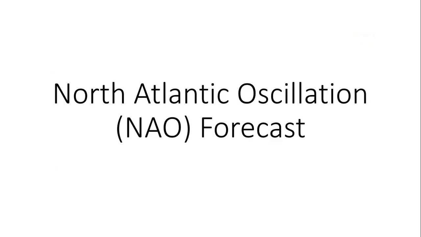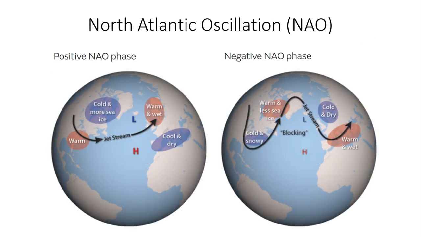Moving on to the NAO, the North Atlantic Oscillation forecast. Just a reminder of the phases of the NAO. Positive NAO phase is on the left. Typically what we see with a positive NAO phase is a fast-moving west to east jet stream, much milder conditions across the Midwest and the East Coast.